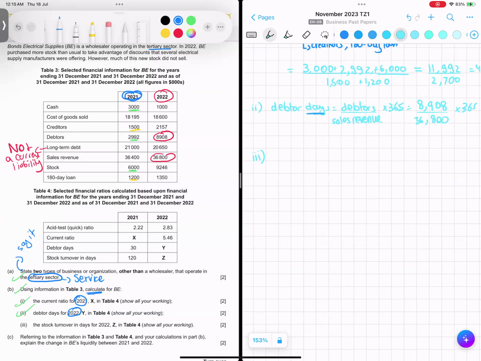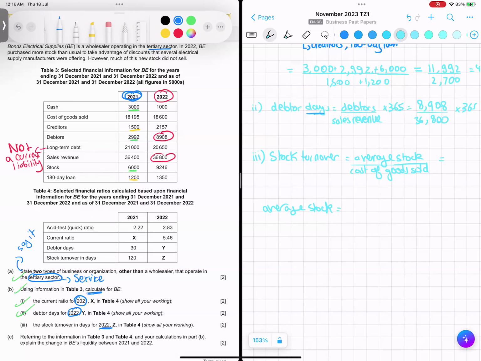So we did this question, we did this question. Now they want the stock turnover in days in 2022. And again, the formula is in the formula booklet for this question. So for stock turnover, the formula is average stock over cost of goods sold. So we don't have average stock, so you need to find average stock, right? And I'm pretty sure that the formula for average stock is in fact in the formula booklet, and it is.